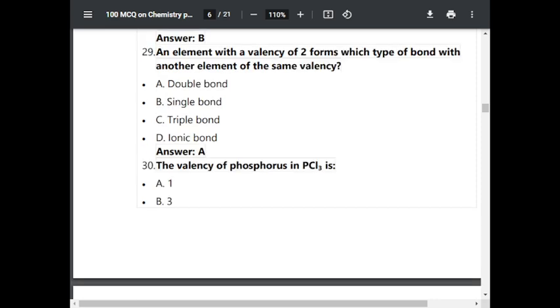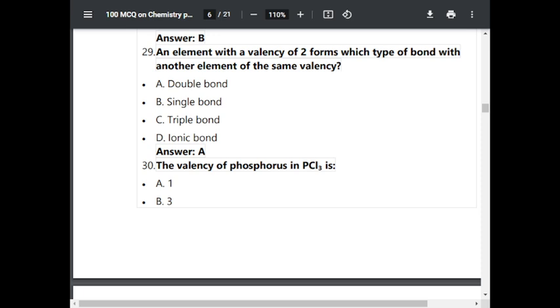Question number 29. An element with a valency of 2 forms which type of bond with another element of the same valency? Option A double bond, option B single bond, option C triple bond, option D ionic bond. The correct answer is double bond. Option A is correct.